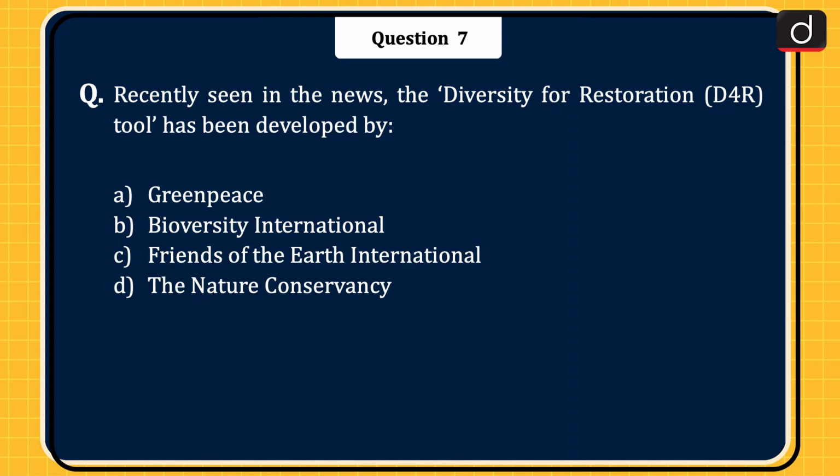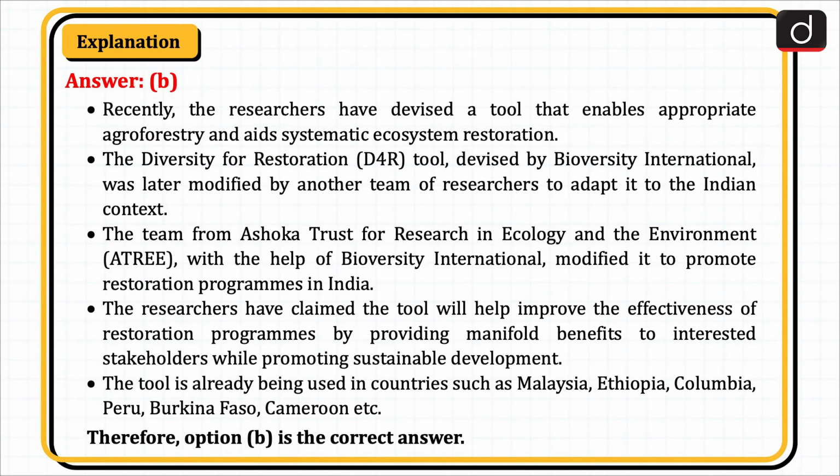Next question is, recently seen in the news, the Diversity for Restoration tool has been developed by Greenpeace, Bioversity International, Friends of the Earth International or the Nature Conservancy? The correct answer is option B, Bioversity International. Recently, the researchers have devised a tool that enables appropriate agroforestry and aids systematic ecosystem restoration. The Diversity for Restoration or D4R tool, devised by Bioversity International, was later modified by another team of researchers to adapt it to the Indian context.